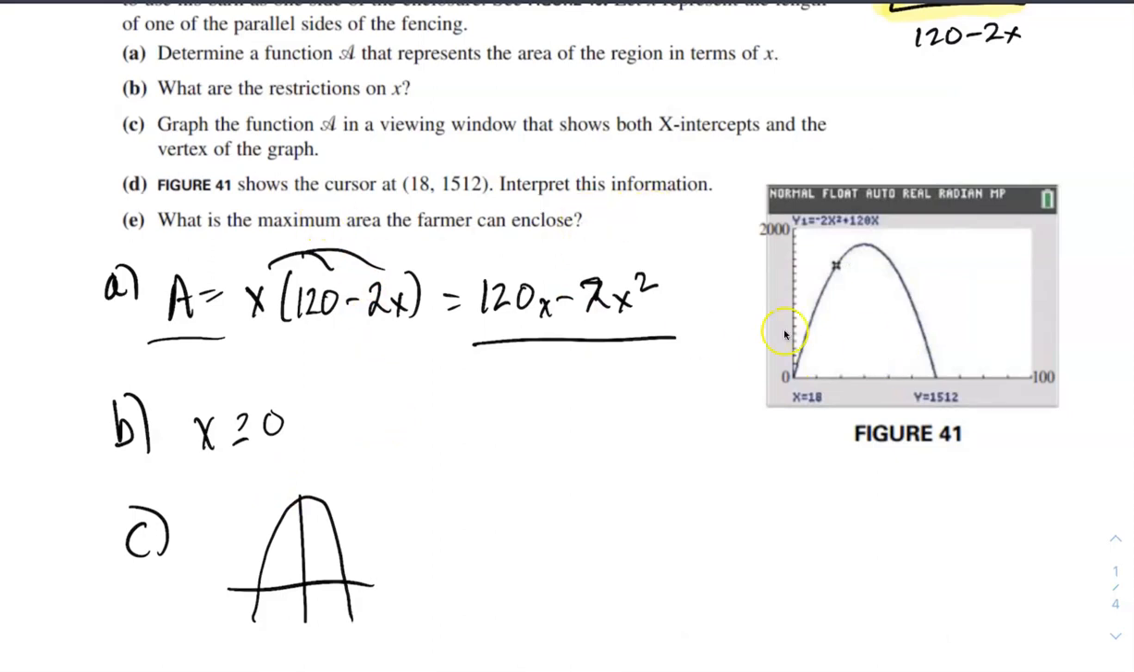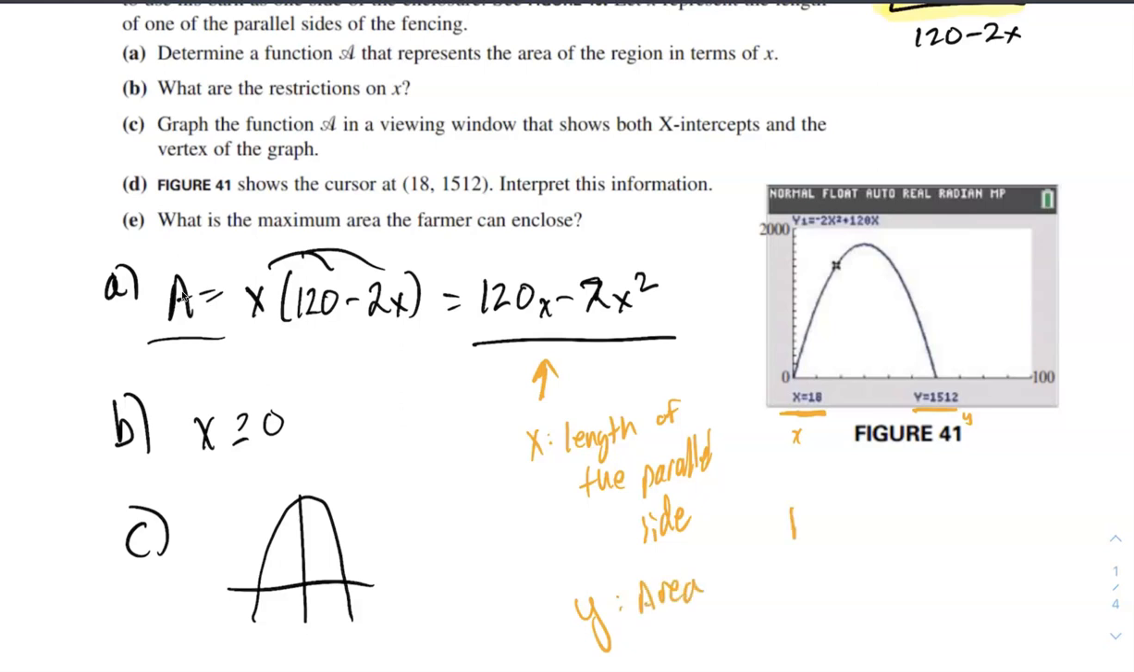Figure 41 shows a cursor at 18 and 1512. Interpret this information. Keep in mind, this is the x value and this is the y value. What are our x value and y value in our equation? x is the length of a side, of the parallel side to be exact. And y, what I get out of this, is my area.